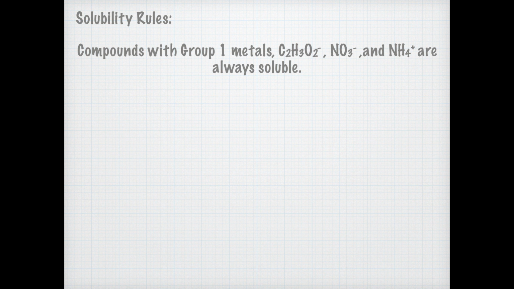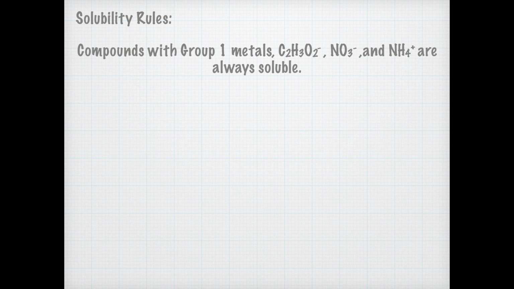Same thing for acetate, right? If you have sodium acetate or magnesium acetate, it will always be soluble. Nitrate, same thing, and ammonium, same thing. So those four different items, right, group 1 metals, and then acetate, nitrate, and ammonium are always going to be soluble. So if you see them, know that they're going to break apart into their specific ions.